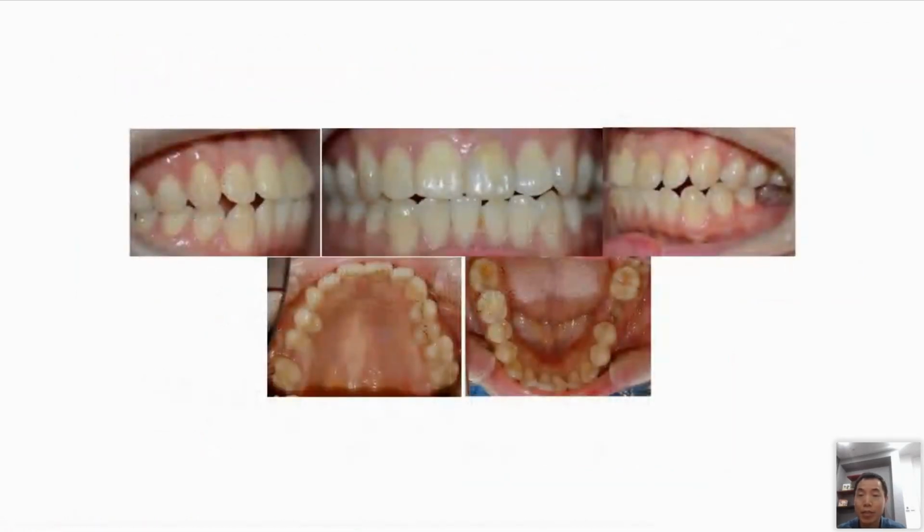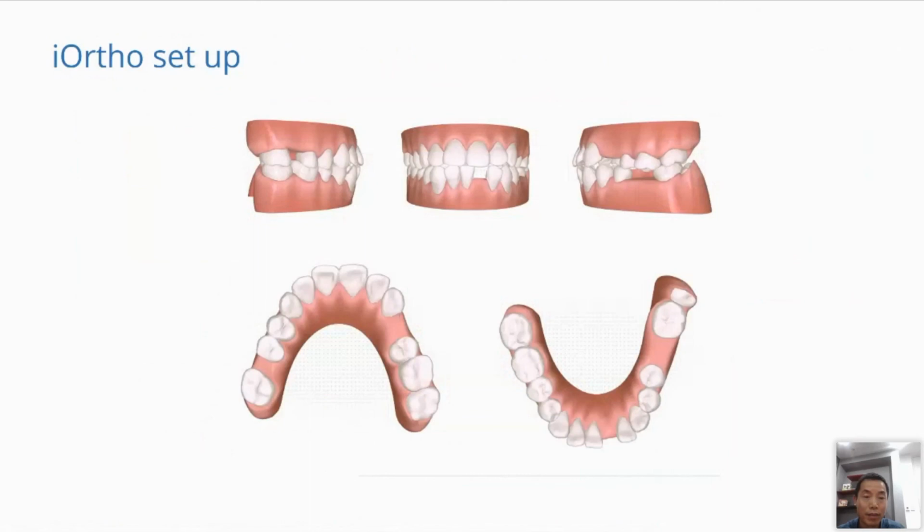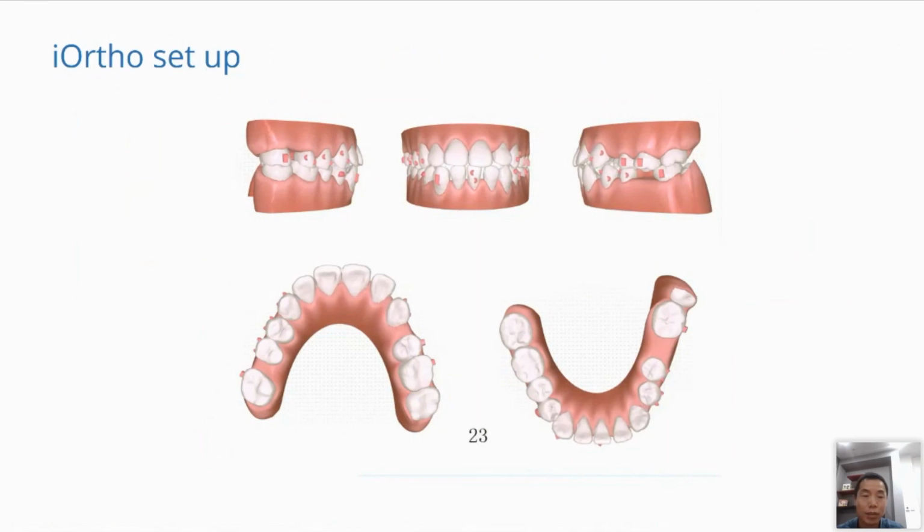Let's see another case. This, we can see, is an edge-to-edge occlusion of anterior teeth. Let's see the ISO setup. We extracted this premolar and the lower incisor, and retracted the upper and lower incisors to close the extraction space.